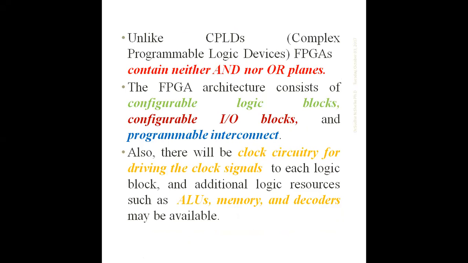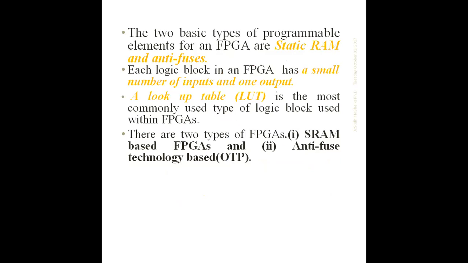contains neither NAND nor flag. It contains three basic blocks. They are the configurable logical block, CLB, IO block, and programmable interconnect. I have covered the configurable logical block as well as the programmable interconnect: what are the blocks in the programmable interconnect, and what are the things in the configurable logical blocks. Also it includes clock circuitry, and additionally ALU, memory and decoder may be available.